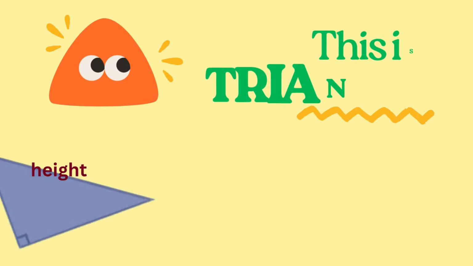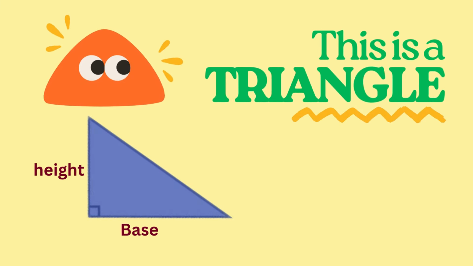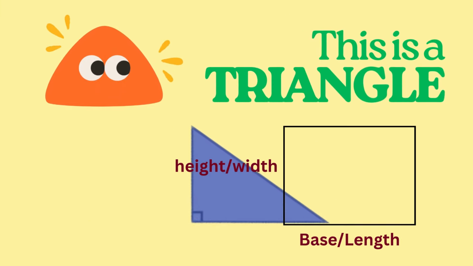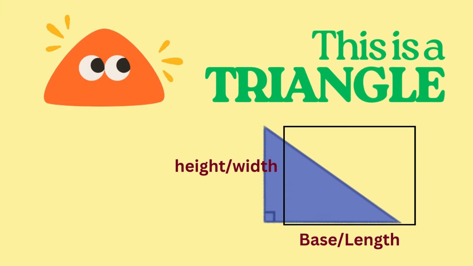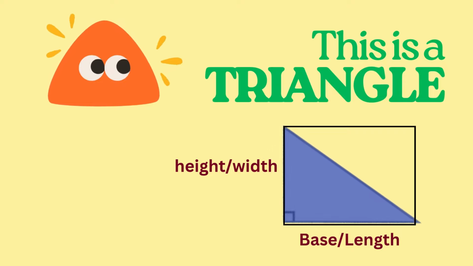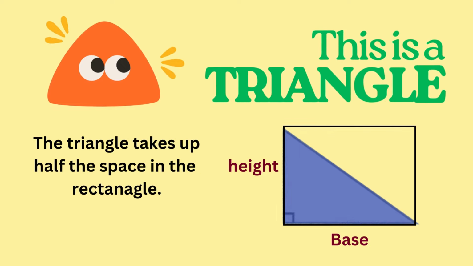Now let's think about the area of a triangle. Notice how this triangle perfectly fits inside the rectangle. The base of the triangle matches the length of the rectangle, and the height of the triangle matches the width of the rectangle. The triangle only takes up half of the rectangle.